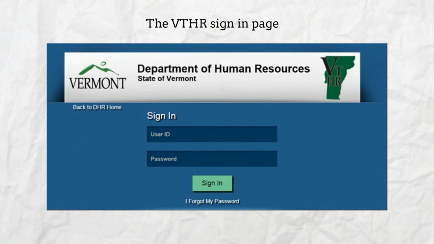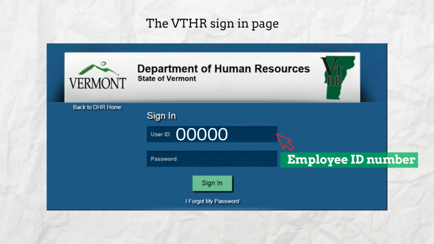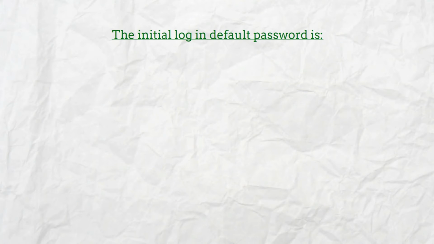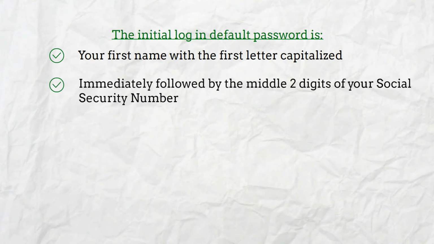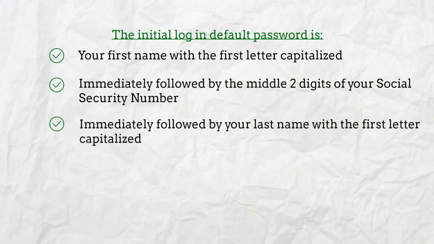The user ID to log into VTHR is your 5-digit employee ID. The password for your initial login is a default password which will log you into VTHR, but will require you to create a new password. The initial login default password is your first name with the first letter capitalized, then the middle 2 digits of your Social Security number, followed by your last name with the first letter capitalized.